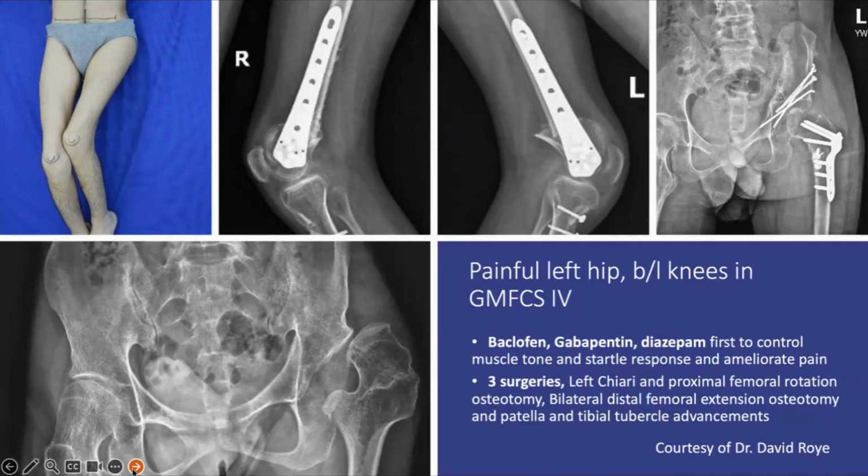And then they chose 3 different orthopedic surgeries. Number 1 is a reconstructive surgery of the left hip, and also bilateral distal femoral extension osteotomy for the significant femoral anteversion and tibial torsion. And also he performed the patella and tibial tubercle advancement, since a lot of patients have a high-riding patella and significant knee contractures.